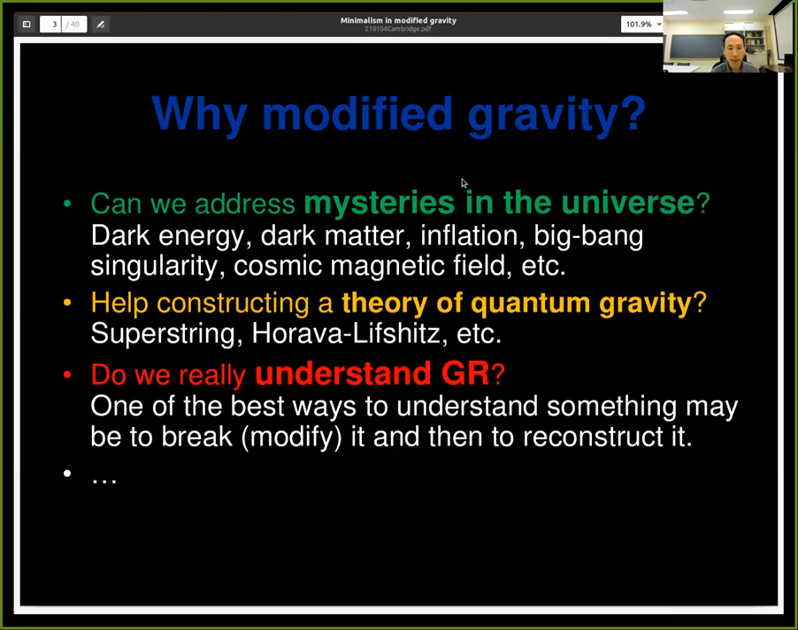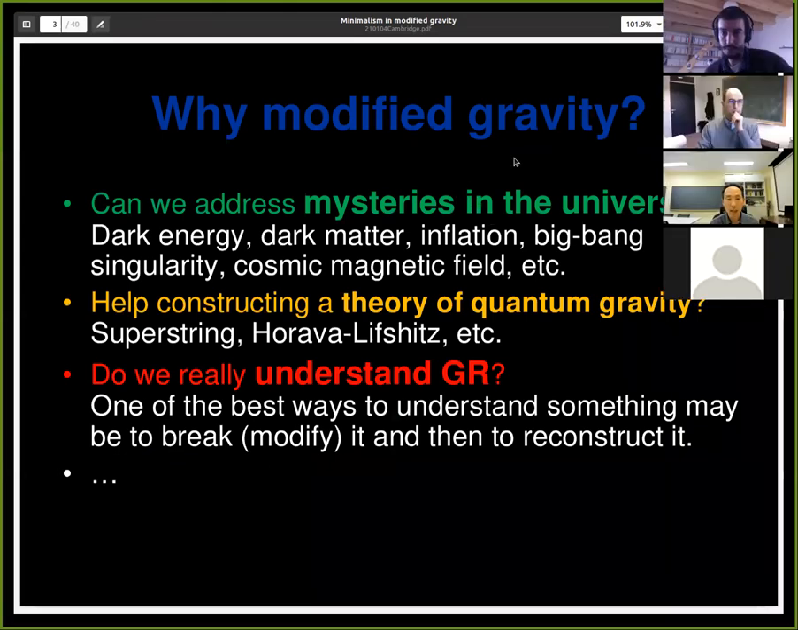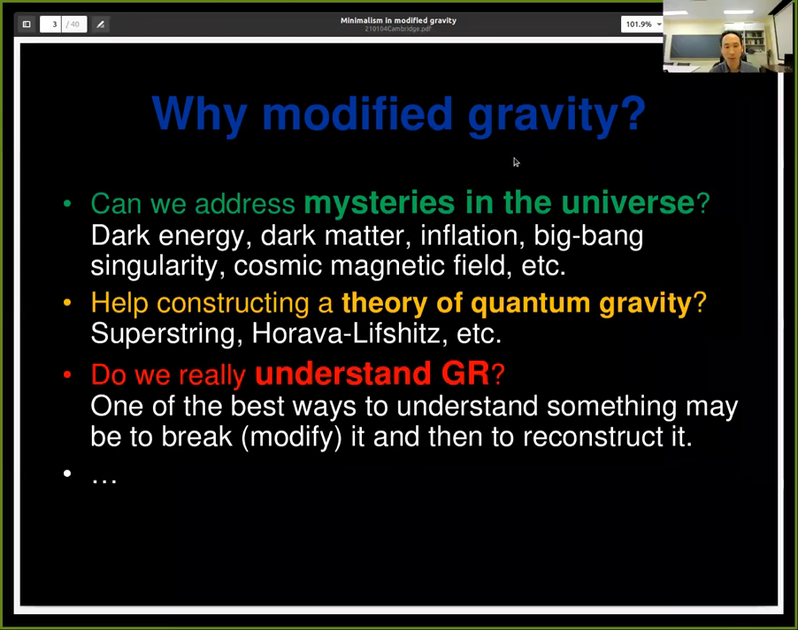Why modified gravity? There are at least, I think, three motivations, maybe more, but at least three. First, modified gravity may address mysteries in the universe, such as dark energy, dark matter, inflation, Big Bang singularity, and so on. And second, it may help construct a theory of quantum gravity. For example, superstring theory or holographic gravity may help us understand and construct quantum gravity.